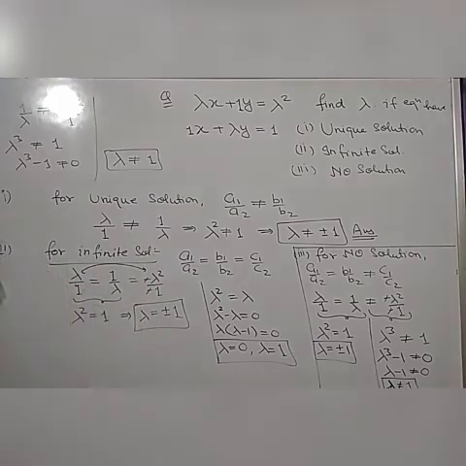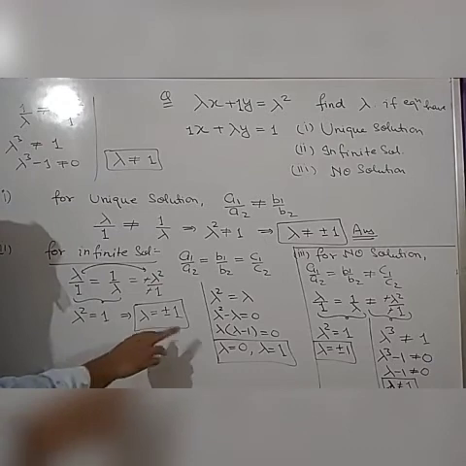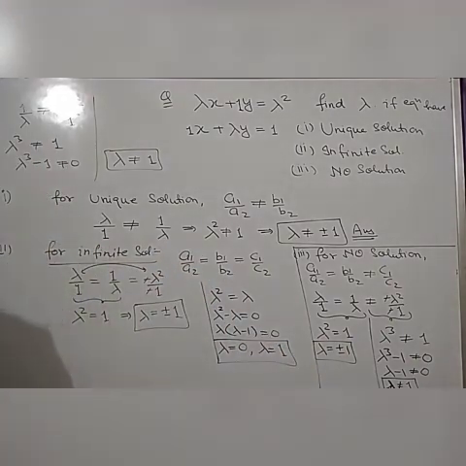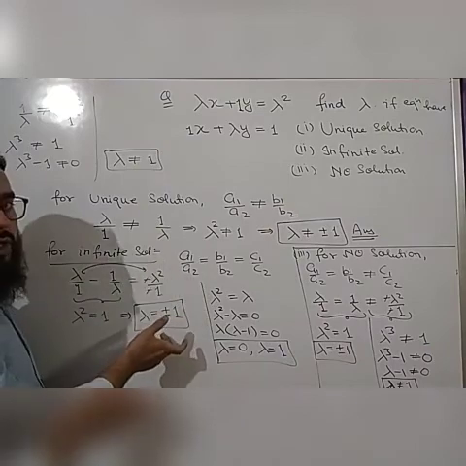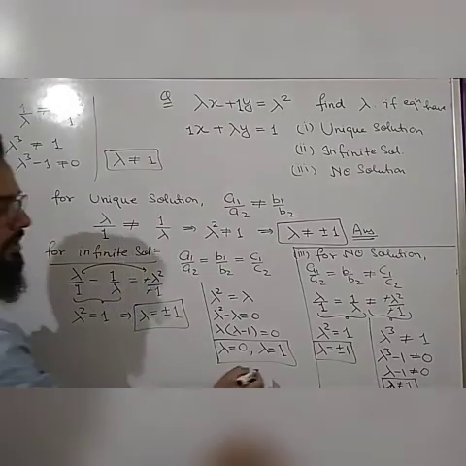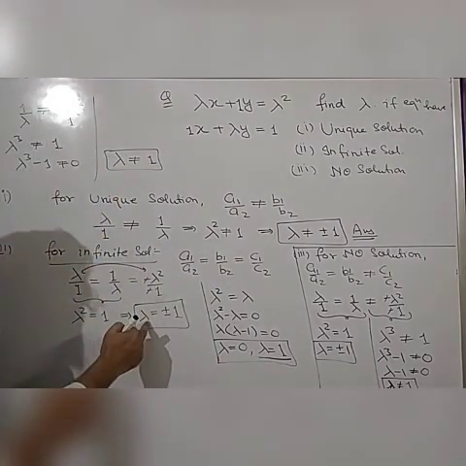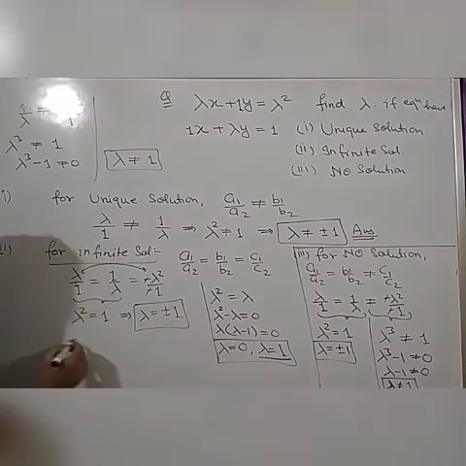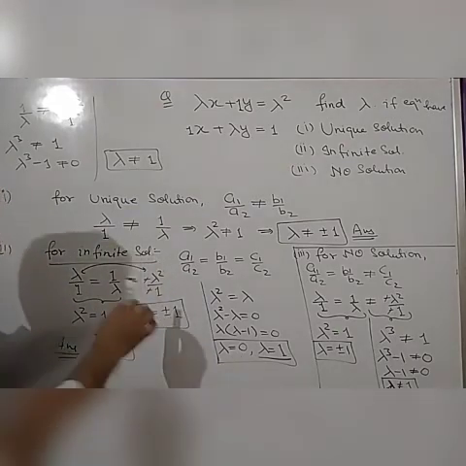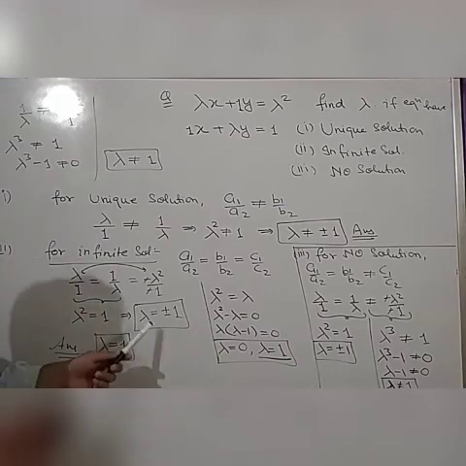When we talk about infinite solution, then there is a contradiction. There are values: lambda equal to plus 1, lambda equal to minus 1, lambda equal to 0, and lambda equal to 1. So I already told you, whenever we solve for the infinite solution, there are certain values which are common. The common value of lambda here is lambda equal to 1, and in this case also lambda is plus 1 and minus 1. So what will be the answer? The answer for infinite solution will be lambda equal to 1 only. We will not take lambda equal to 0 and lambda equal to minus 1, because the common among these two is lambda equal to plus 1.